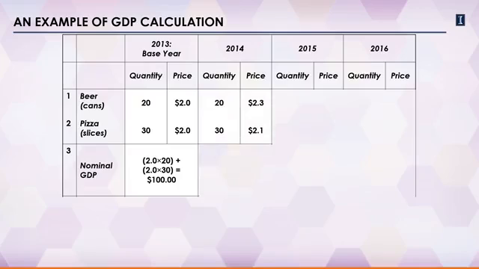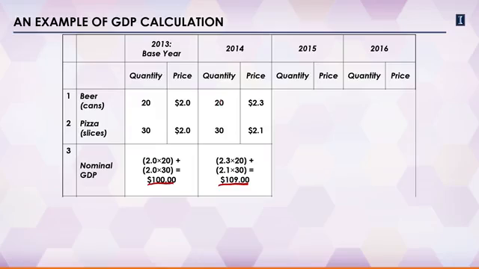In 2014, quantities remain the same, but we have a little bit of inflation in this economy. Let's say beer prices go up by 30 cents, so the price becomes $2.30, and the price of pizza goes up to $2.10. If we measure the GDP of this economy the way we've defined it during the period of 2014, it adds up to 109. If you look at the GDP of 2014, which adds up to 109, it looks like 9% growth from 2013.